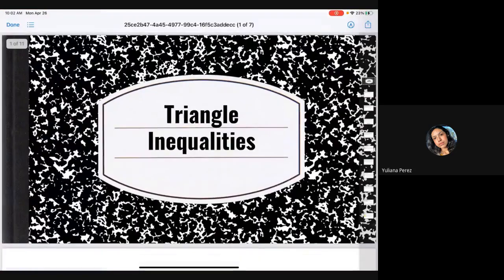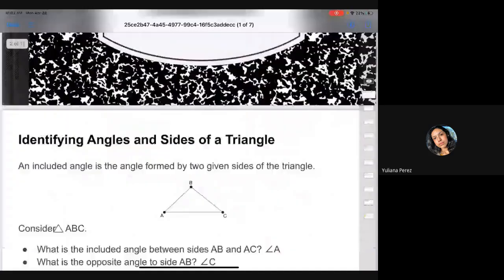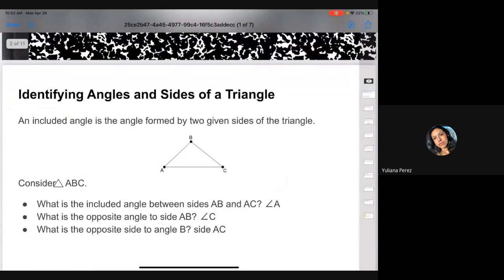So we're going to go through triangular inequalities. Today we're going to learn about two new theorems and how to apply them to finding the missing side lengths and angle measures. Before we get into this, we're going to identify what an included angle is, what an opposite angle is, and what an opposite side is. So, identifying angles and sides of a triangle.